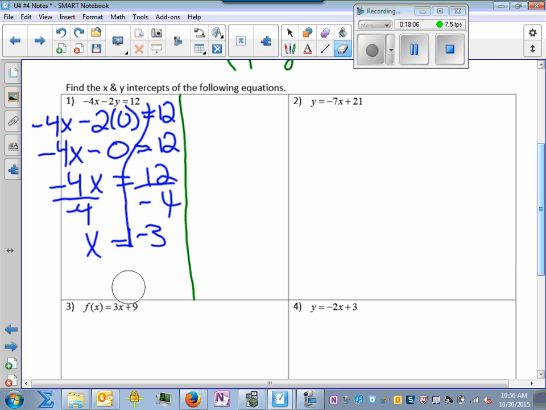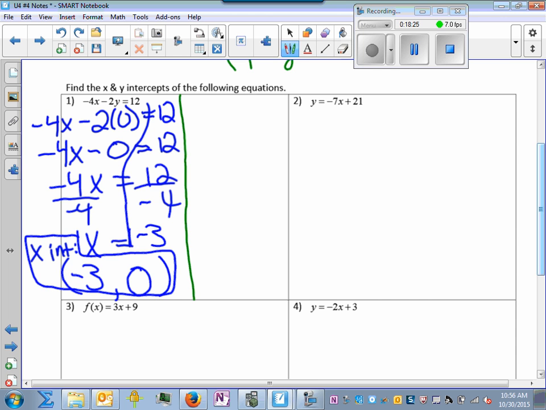Now, do you think that's my answer? What does an intercept look like? It has my ordered pair. So, where am I going to put negative 3? And what is my y going to be? 0. There you go. And you're going to label it as x-intercept. Okay?